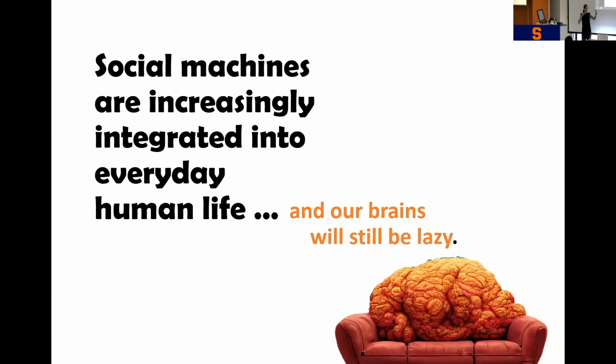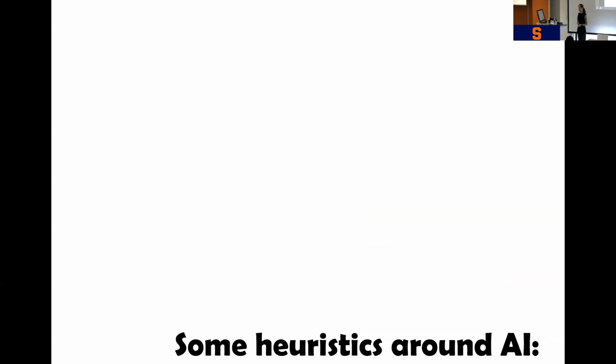So as we move into a space where social machines driven by different types of AI are increasingly becoming part of daily life. Anybody have a Roomba? So a couple of people have Roombas. People go save their Roombas. That's a social act, right? They care about their machine. Our brains are still going to be really droopy. They're going to be efficient, right? And that could be a good thing again, or it could be a problematic thing.